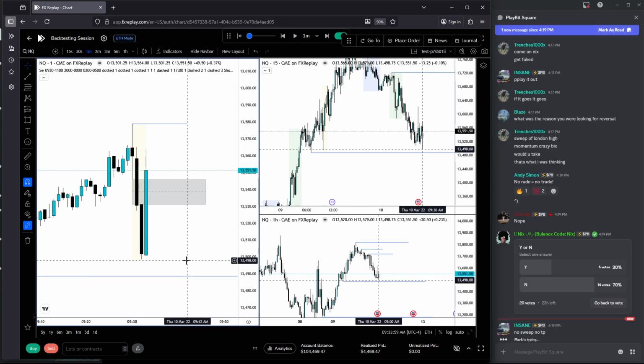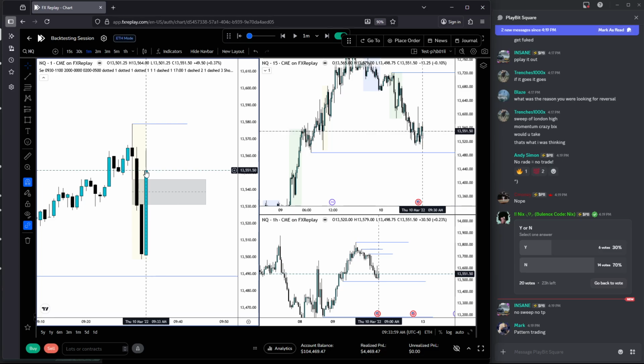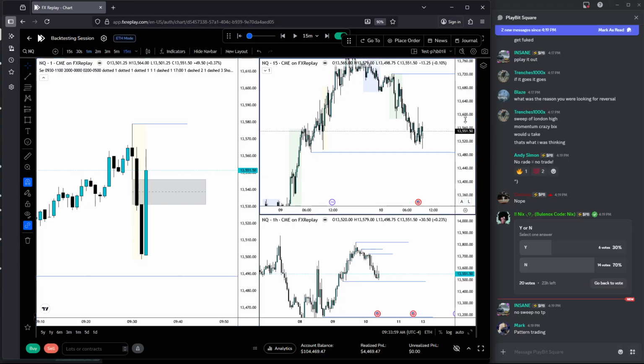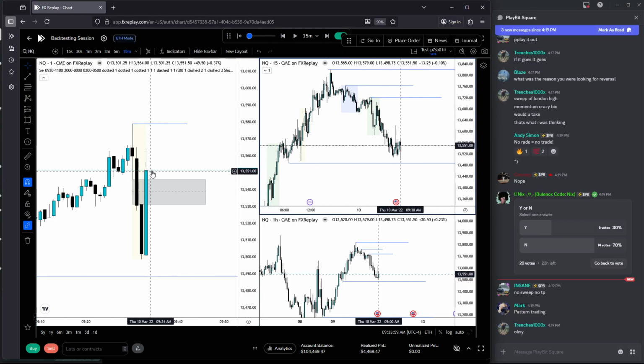Okay, 70% of people said no. And here's the thing, I would not take this setup. Why? I have only one reason: it's the first 5 minutes of open. I do not trade for the first 5 minutes of open. That is my one rule, not to press buttons during the first 5 minutes of open.